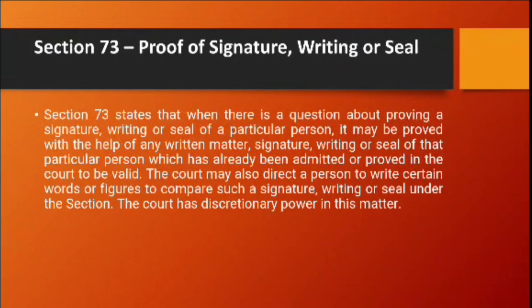Section 73. Proof of signature, writing or seal. Section 73 states that when there is a question about proving a signature, writing or seal of a particular person, it may be proved with the help of any written matter, signature, writing or seal of that particular person which has already been admitted or proved in the court to be valid. The court has discretionary power in this matter.